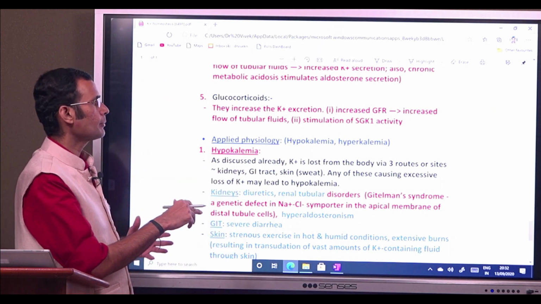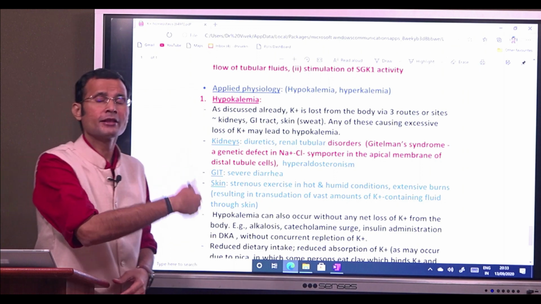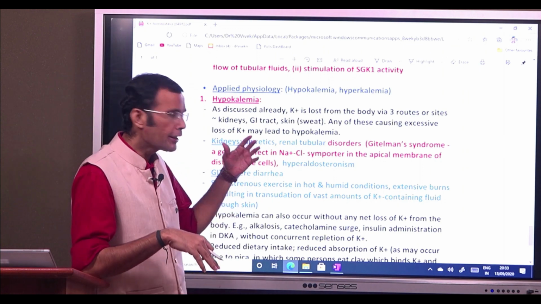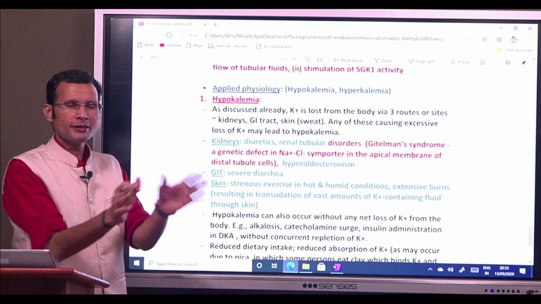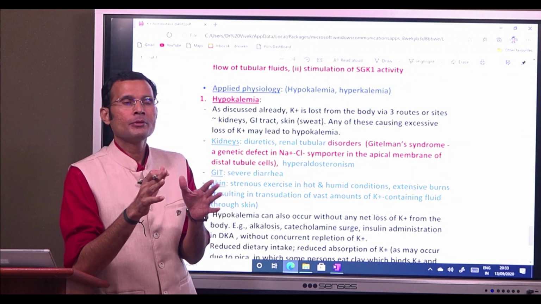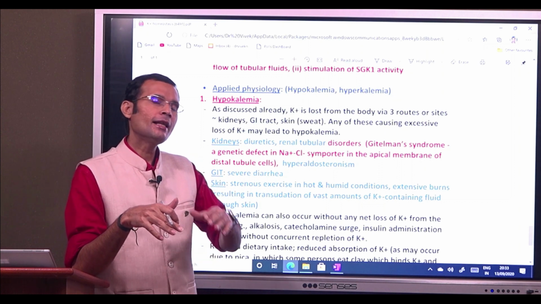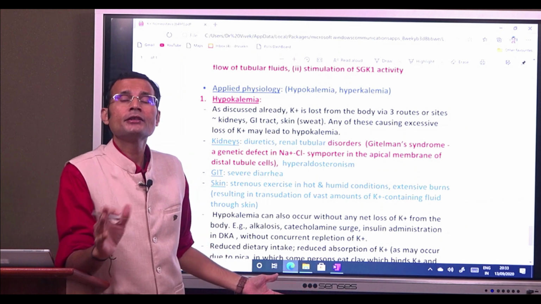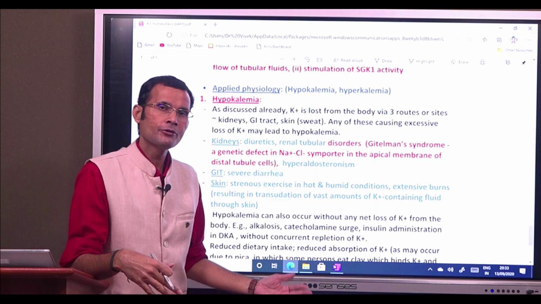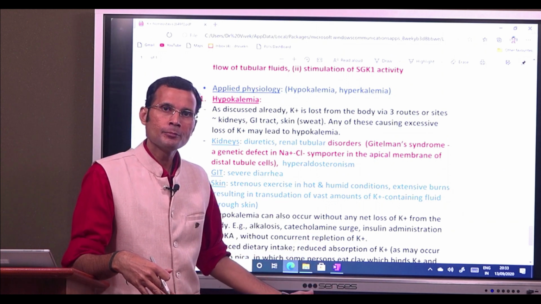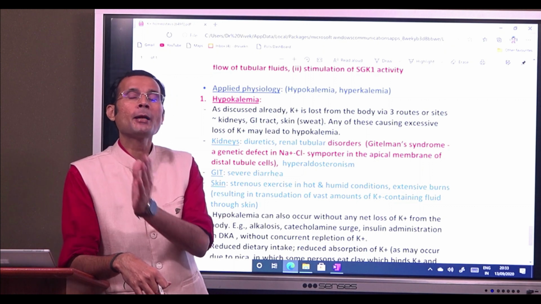Now finally I will discuss the applied physiology. Quickly, let's go through this. Some of these parts have already been discussed. So let's see. Hypokalemia. Let me just summarize first. Potassium, normal level in the plasma, 4 milliequivalents per liter. Less than 3.5, and I have already mentioned that the potassium in the plasma should be tightly regulated. So less than 3.5, hypokalemia. More than 5 milliequivalents per liter in the plasma, hyperkalemia.